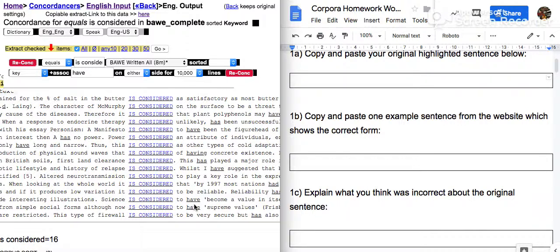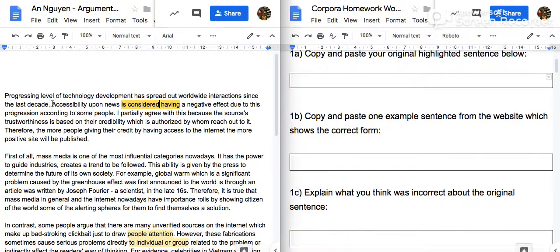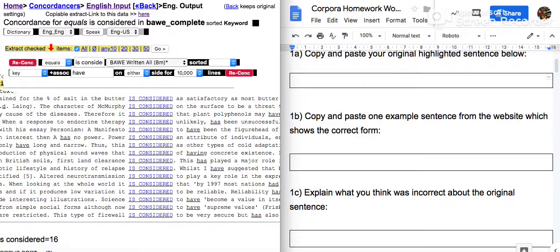Okay, let's look back at the original sentence. So we've got this sentence here: accessibility upon use is considered having, and I've highlighted is considered having as a part of a sentence that has an issue that we want to try and correct, but we want to understand why we need to correct it. So I've searched here is considered, and we've also searched for have as well, and it's come up with all of the examples where we've got is considered and we've got have as well, either on the left or on the right of is considered.